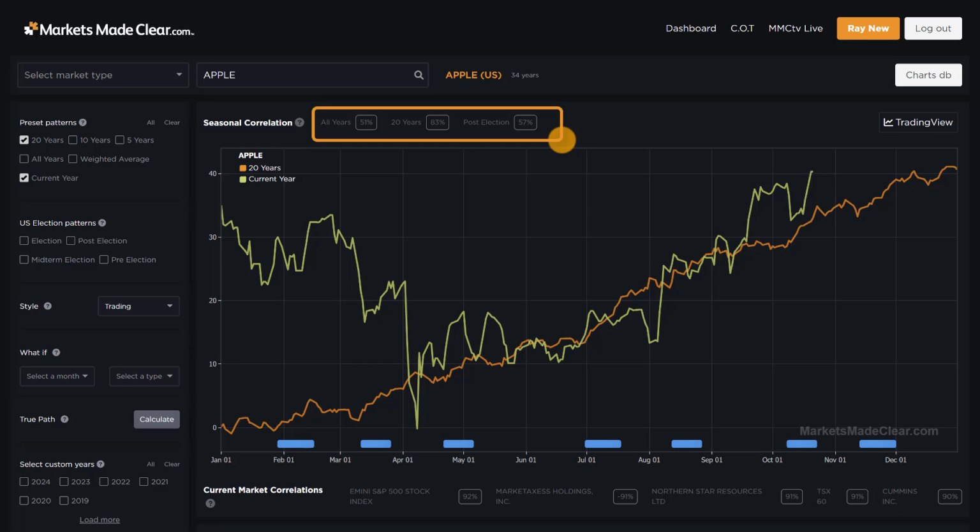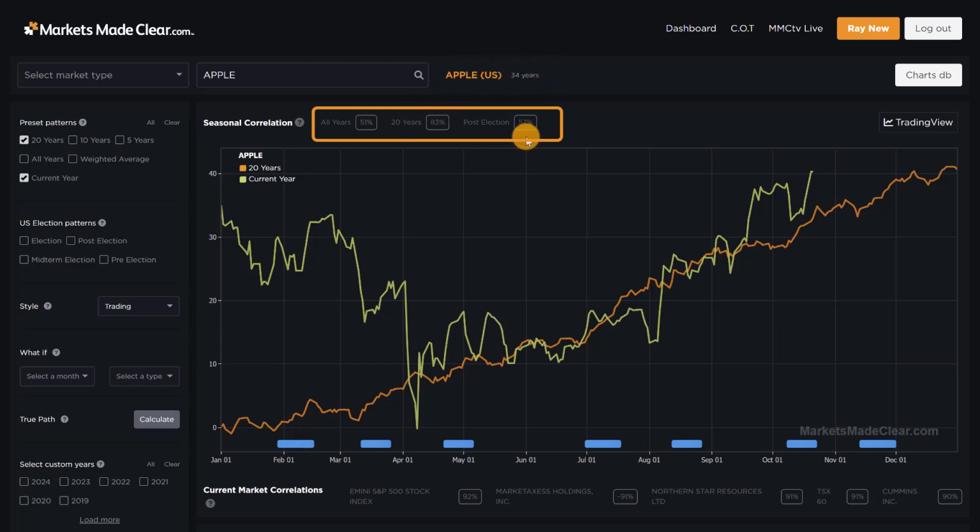We are currently looking at a 20-year chart, and this is showing that the 20-year correlation, of current price action to the 20-year seasonal pattern, is an 83% positive correlation. And we can see how the yellow line, current price, following the 20-year orange line has been very, very close over this last 6-7 months. The other 2 in question here are the all-year patterns. That includes all of the history we have for that market. In the case of Apple, it is 34 years.